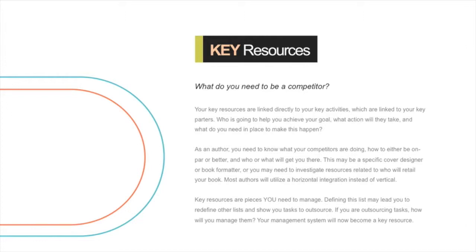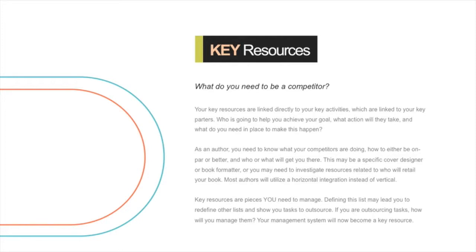You may need to investigate resources related to who will retail your book. Most authors are going to use what is called a horizontal integration instead of vertical integration. And we'll talk about this in the next slide, so don't worry about that just yet. But key pieces are resources that you need to manage. Defining this list will lead you to redefine other lists and show you what tasks you might need to outsource.